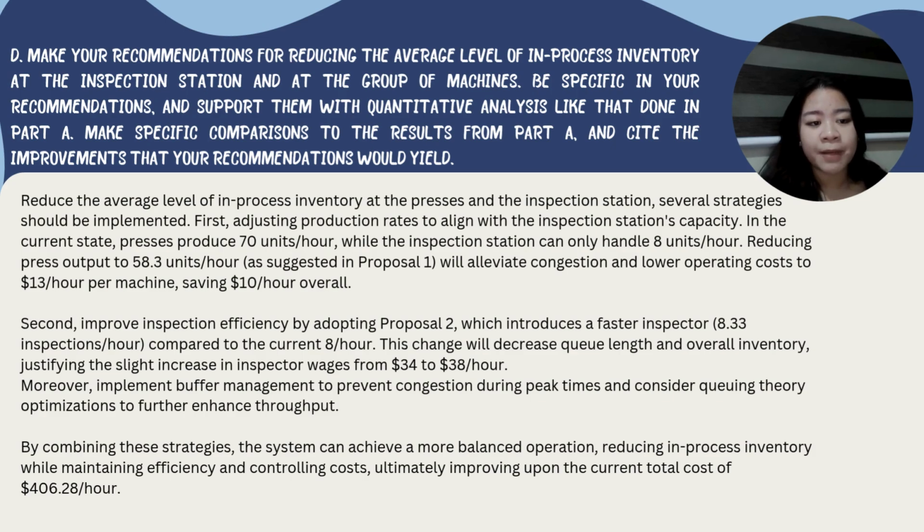Second, improve inspection efficiency by increasing the inspection rate to 8.33 inspections per hour, as suggested in Proposal 2, which justifies the slight wage increase for inspectors from $34 to $38 per hour. Finally, use buffer management and queuing strategies to further improve flow. These changes will help balance operations, reduce inventory, and lower the current total cost of $406.28 per hour.